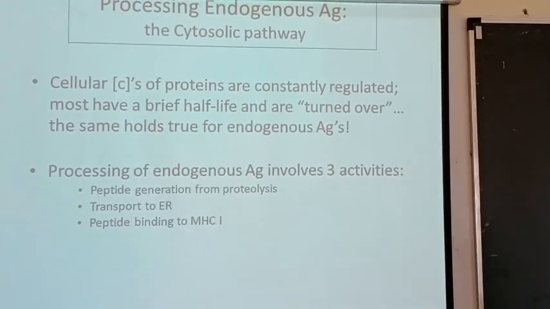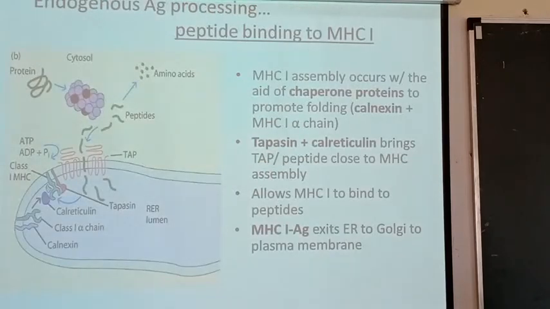Now, how does the processing of endogenous antigen take place? Cellular proteins are constantly regulated and most have a brief half-life, and they are turned over, becoming the endogenous antigens. The processing is carried out in three steps. The first stage is peptide generation, or proteolysis. The second is transport. Once proteolysis is over, the peptide is taken to the endoplasmic reticulum, and then the peptides bind with the MHC complex 1.